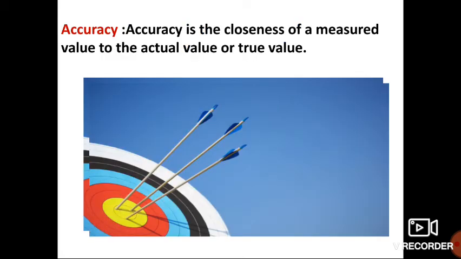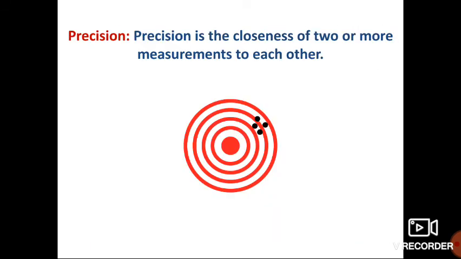Next one, accuracy. Accuracy is the closeness of the measured value to the actual or true value. This is closeness, not almost close. So it is called accuracy. Here, the most accurate one is the yellow color, the nearest to the true value. So this is called accuracy.